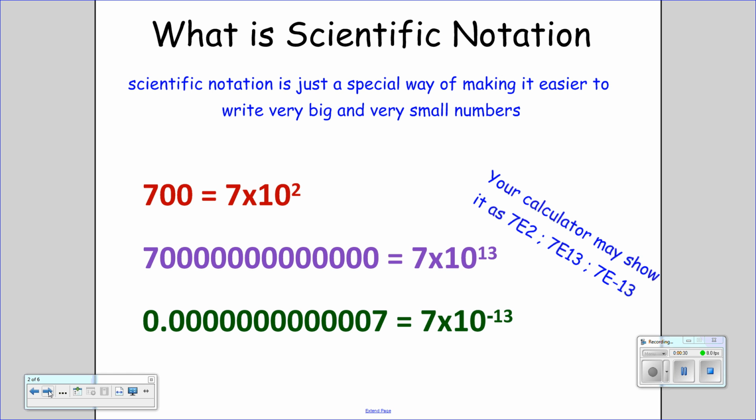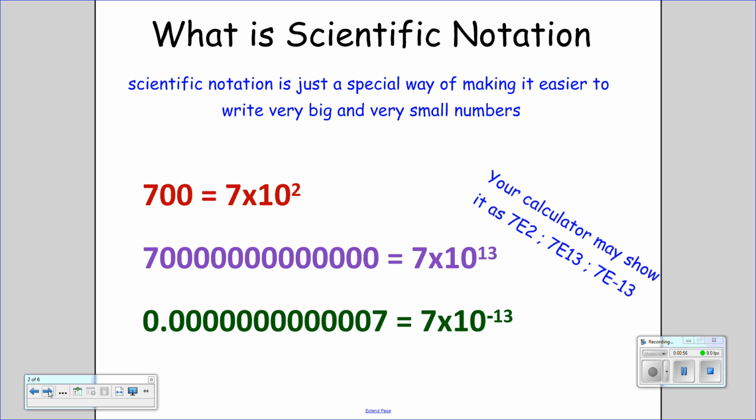Scientific notation is just a special way of making it easier to see and write big or small numbers. Very big, very small. So for example, 700 and 7 times 10 to the 2 are the same numbers. You may not want to write that in scientific notation. It's not wrong if you do, and sometimes in a multiple choice question they might throw that at you. But that's not really what scientific notation is for.